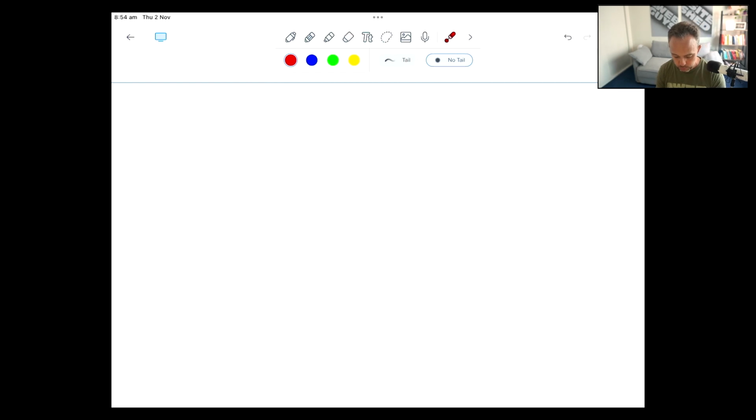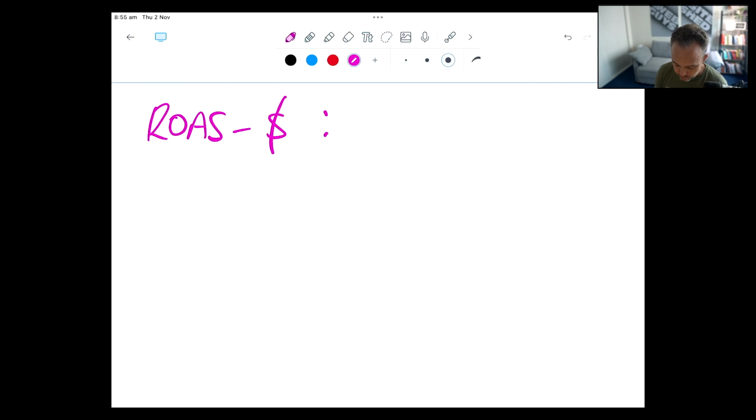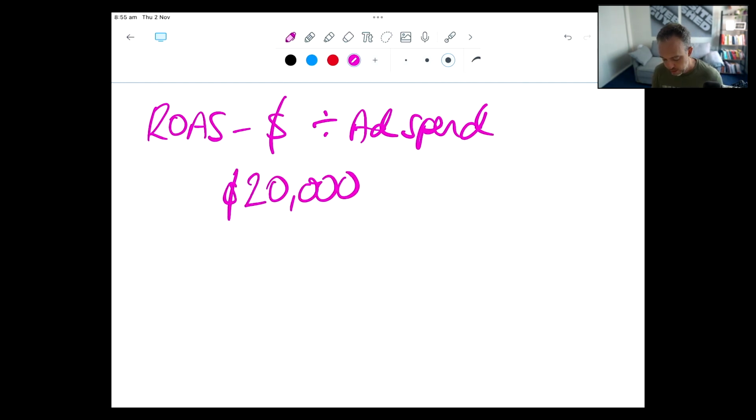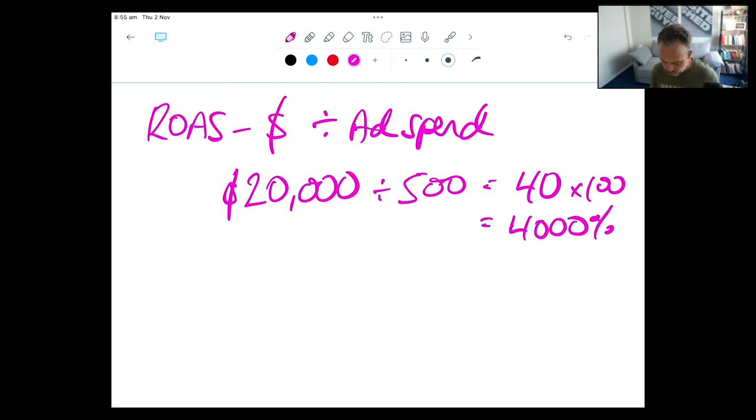The first thing we're going to talk about is your ROAS, return on ad spend, right? Now this is your cash collected divided by ad spend. So if you collect 20K in cash and your ad spend's $500, to get that into a percentage, times it by 100, that's 4,000%. That's your ROAS.